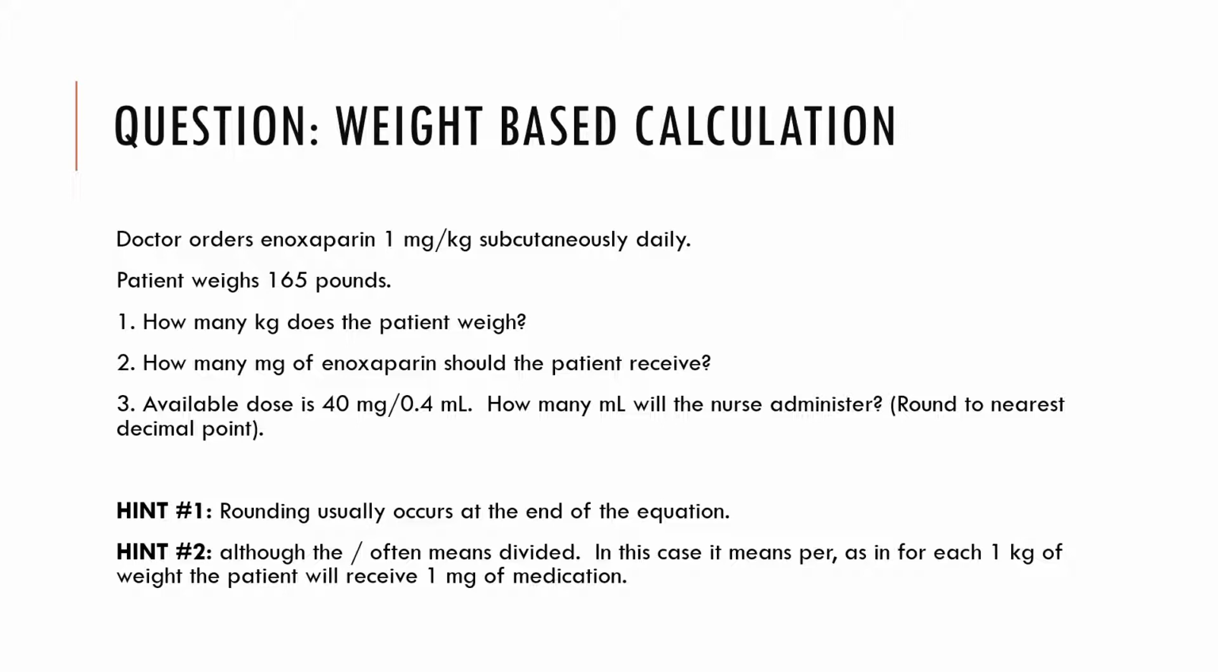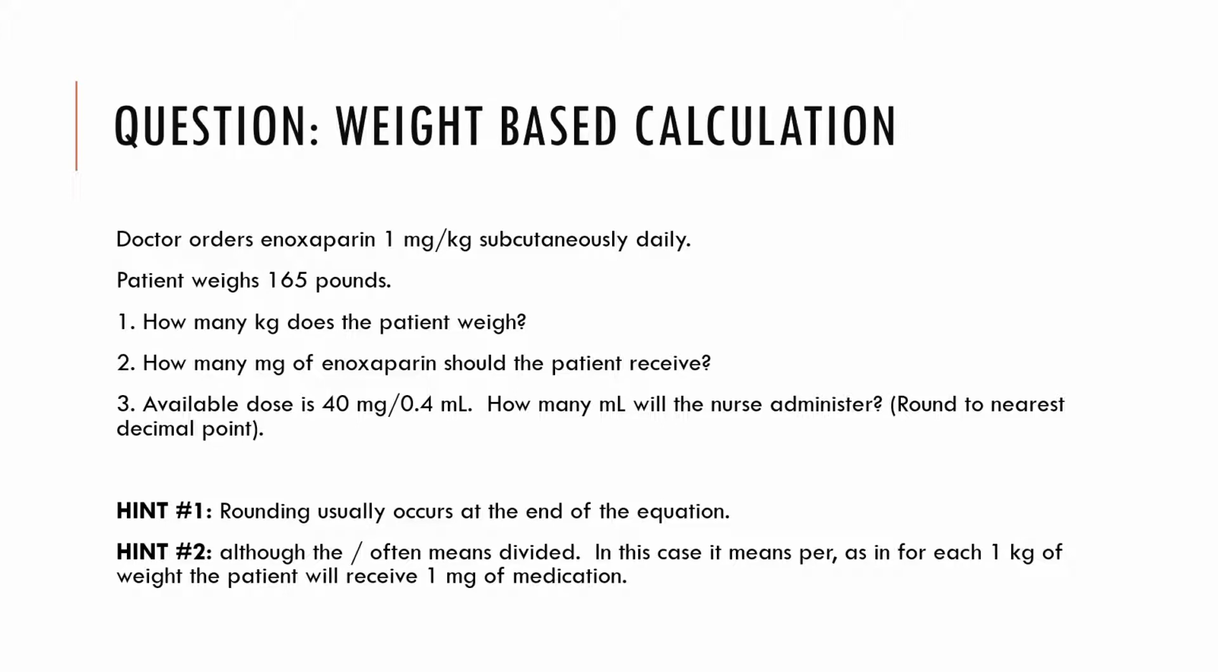Rounding usually occurs at the end of the equation. Sometimes if the pounds to kilogram conversion comes out as something like 0.123 kilograms, you'll usually just use that number, or if it's a higher number, you'll round up at the kilograms, because otherwise your math ends up with a lot of decimal points.